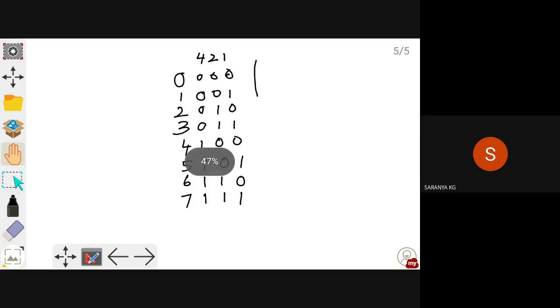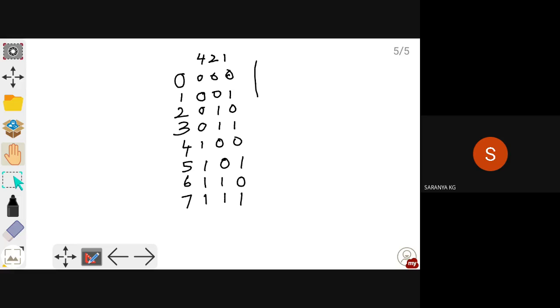So, in order to represent 8 digits, 0 to 7, you require 3 bits. The first place will be 2 power 0, that is 1, the second place will be 2 power 1, that is 2, and the third place will be 2 power 2, that is 4. So 0 is represented by binary 0, 0, 0. 1 is represented by 0, 0, 1. 2 is represented by 0, 1, 0. 3 is 0, 1, 1.